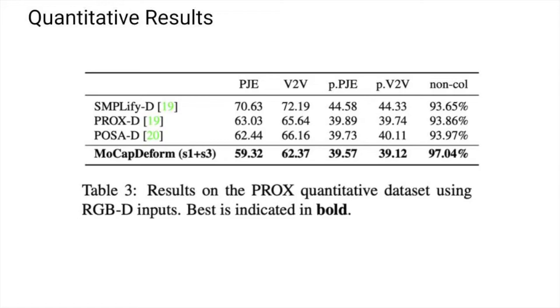Furthermore, we test the effectiveness of stage 3 of our method by experimenting on the RGBD data of the PROX quantitative dataset. Here we skip stage 2 of our method and use the ground truth depth information to localize the global human body. The result confirms that modeling the deformation of the scene contributes to further improvement of human pose estimation.